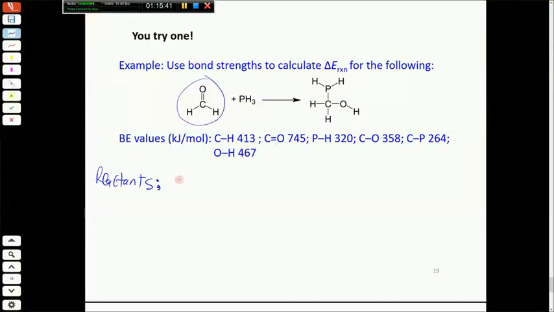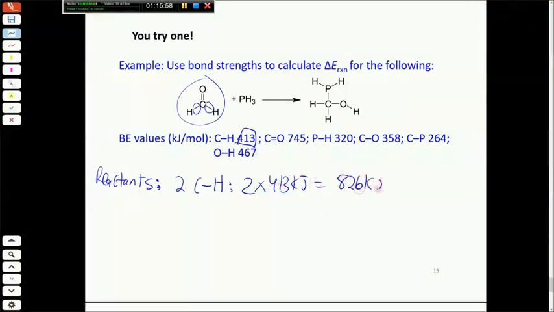This species here has two C-H bonds, one there and one there. And so we're going to take this number, the bond strength for C-H, and we're going to multiply it by 2. We have to account for how many of those bonds there are. So it's going to take 826 kilojoules to break those two C-H bonds. We also have one carbon-oxygen double bond, two lines there. So this is the number used for carbon-oxygen double bonds, 745. So there's one of those. So that's another 745 kilojoules.